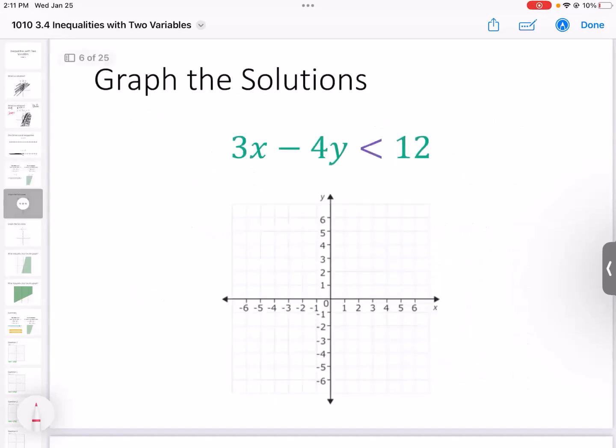So let's say that we wanted to graph an inequality like this one. Where do you guys think we would start? Isolating Y. Okay, yep. So we could do that, and we could do that with the inequality.